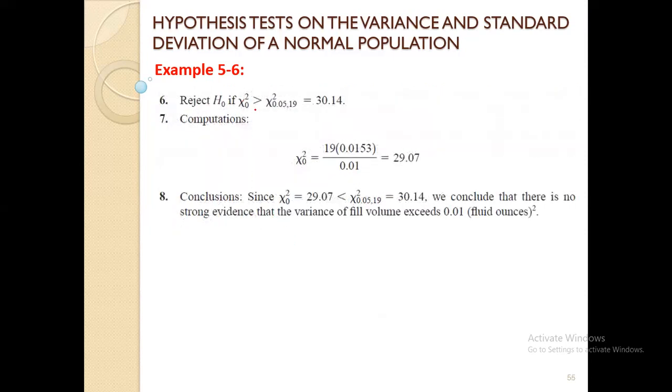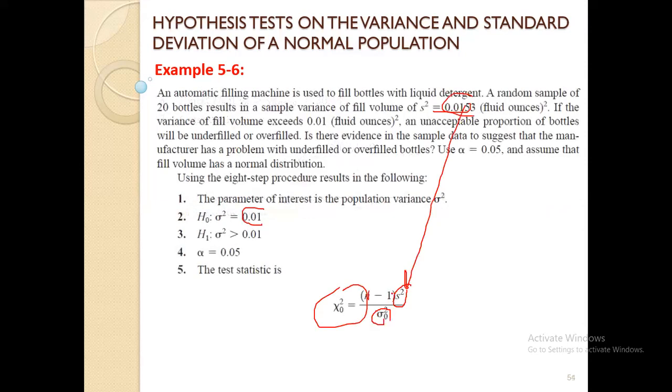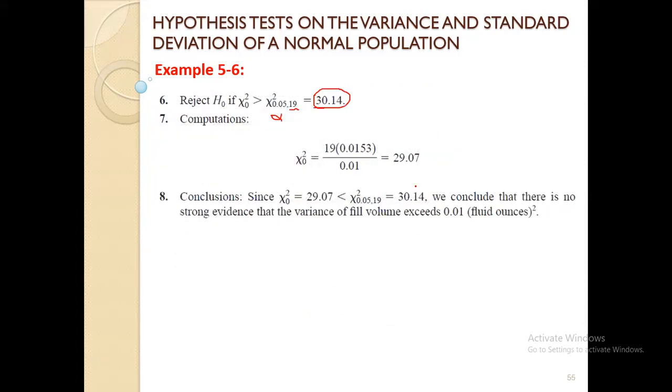Okay, we will reject H0 if chi-square zero is greater than chi-square 0.05. This is alpha, 95%, and the degree of freedom is n minus 1. You get 30.1. If chi-square zero is greater than this, you will reject H0. If chi-square zero is less than this, you will accept H0. Right? Okay, you calculate chi-square zero by substituting n, s squared, and sigma zero.